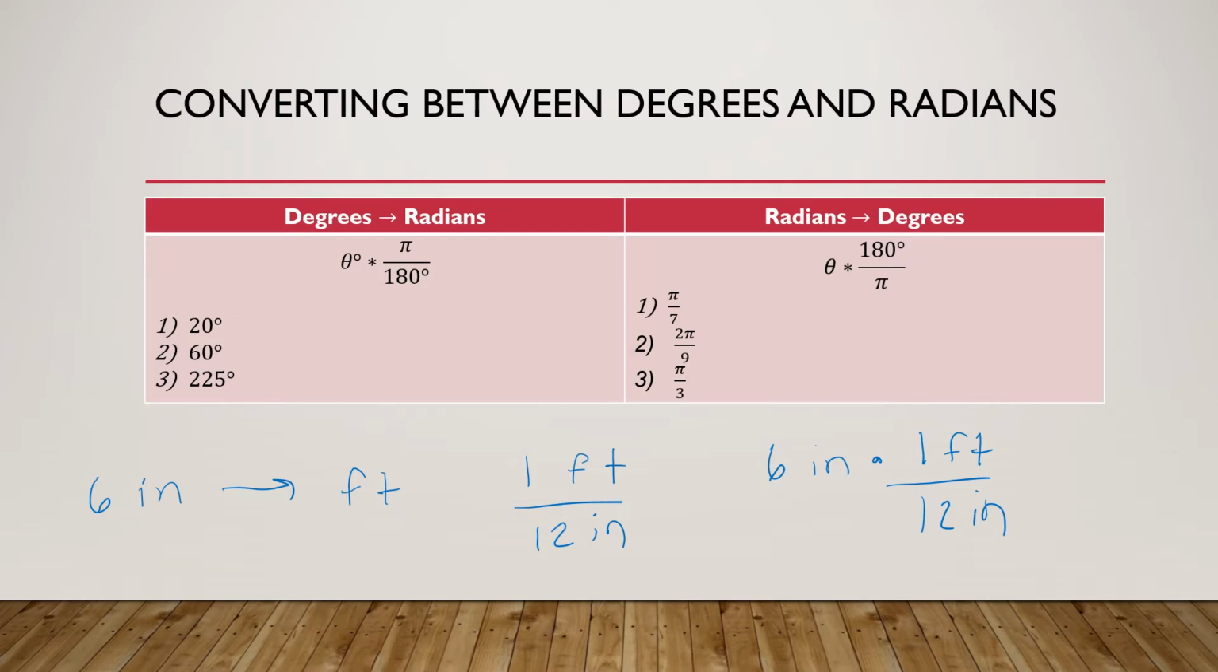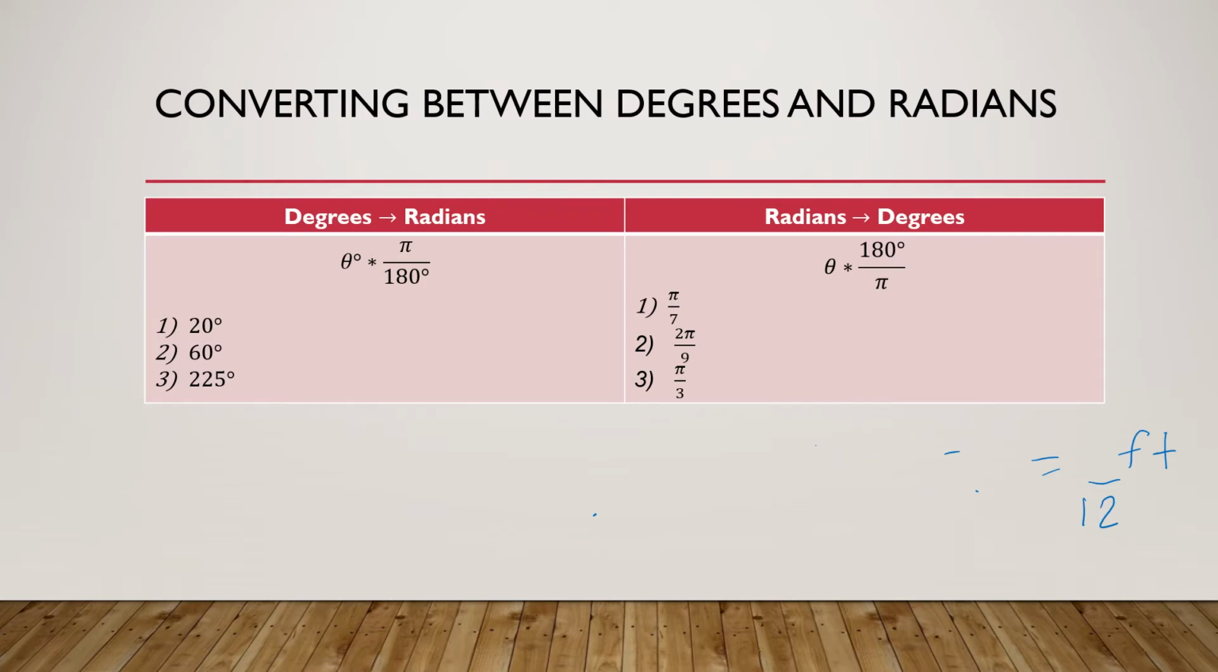If you've had chemistry, you've done stoichiometry, you've done a lot of measurement conversions. So inches divided by inches goes away, and now we really have 6 times 1 foot, that's 6 feet, over 12, and 6/12 could reduce to a half. So 6 inches is a half of a foot, which we know, we're comfortable with inches and feet. I say that just to make the radian degree conversions just a little bit easier.